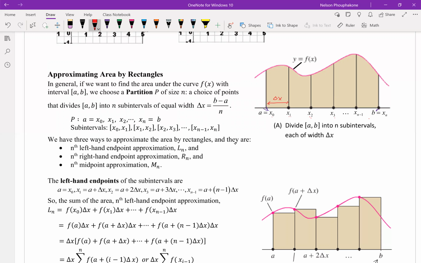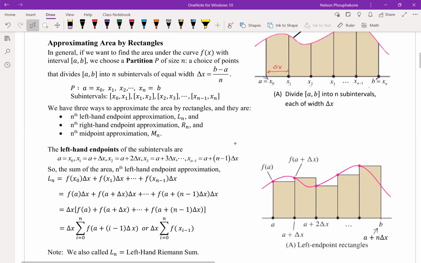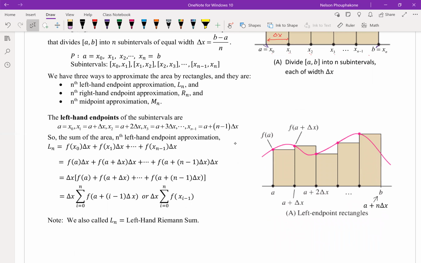We have 3 ways to approximate the area by rectangles. They are the nth left-hand endpoint approximation, which we call L sub n. The second one is the right-hand endpoint approximation, R sub n. And the last one is the midpoint approximation, M sub n. Now let's see how we work with the left-hand endpoints.